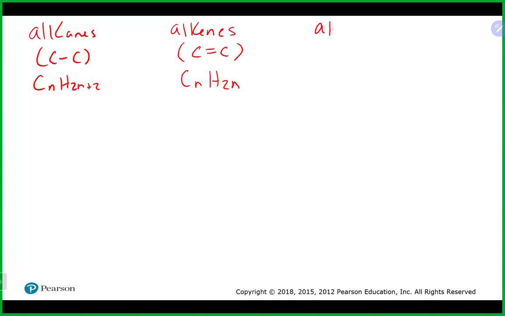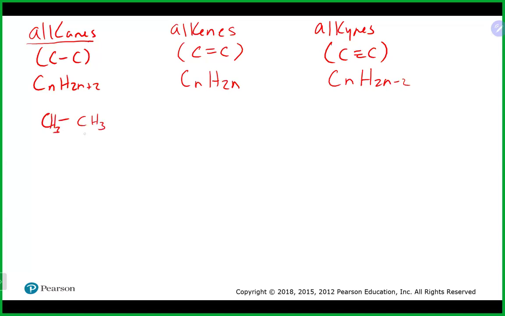Then we talked about alkynes, which are carbon-carbon triple bonds. Again, adding that extra bond gets us to CnH2n-2. And as we've been talking about since the beginning, everything is related to the alkanes. So if we had something like this, that is C2H6, which is ethane.